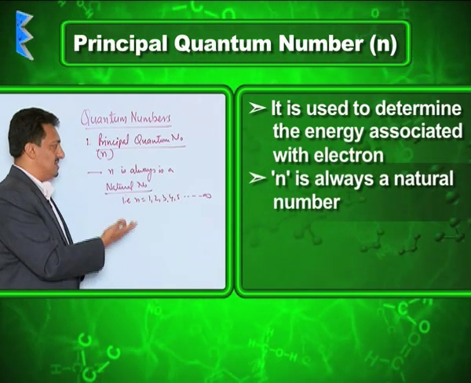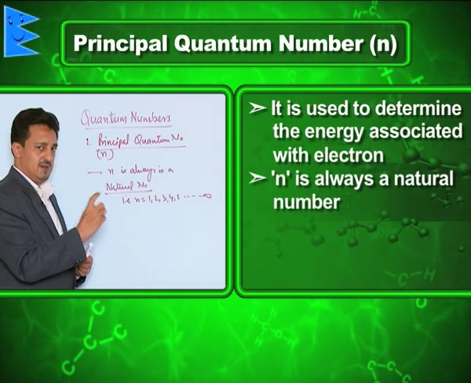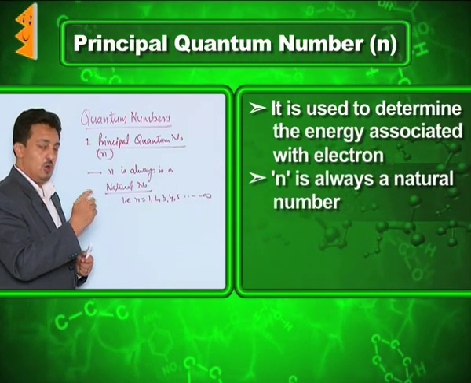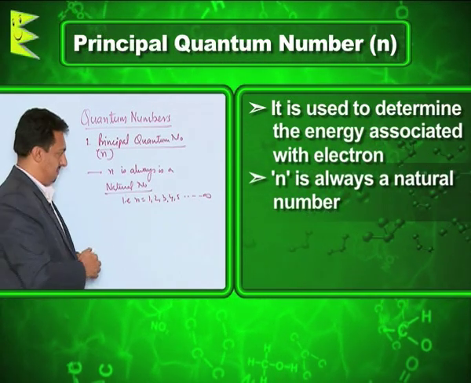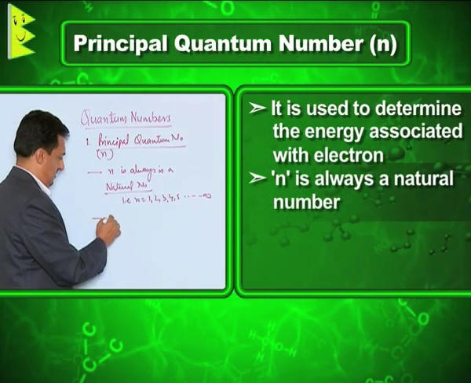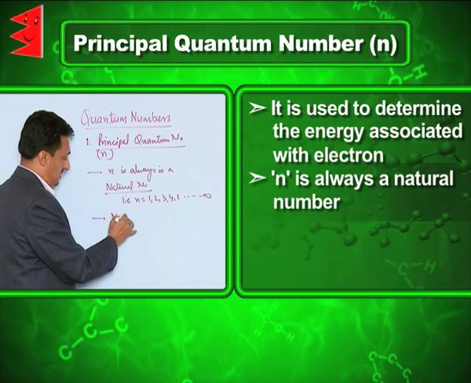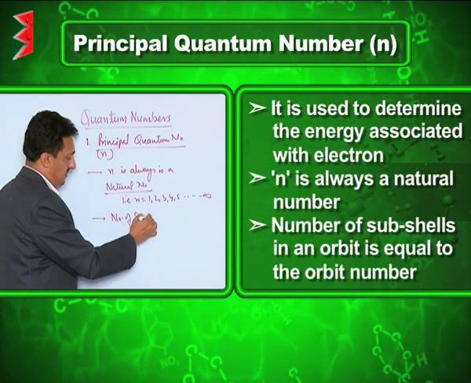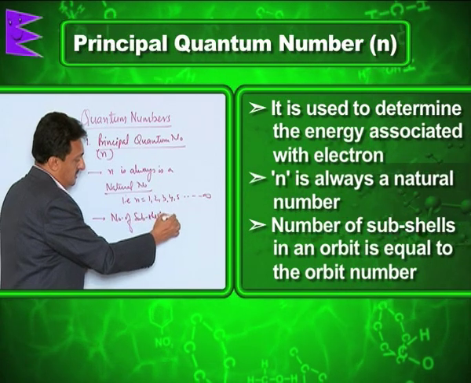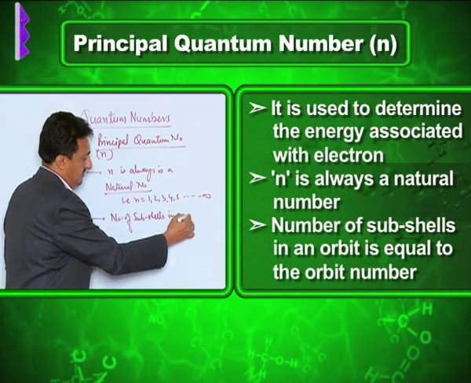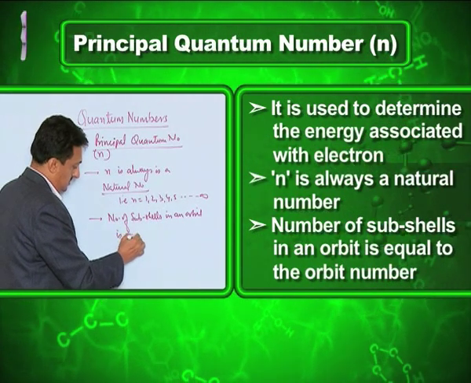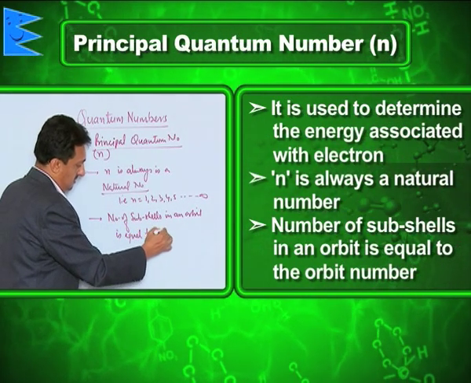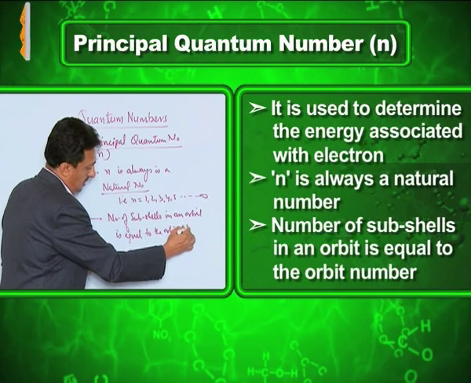Now this orbit number also gives us an idea about how many subshells we can have in any orbit. Always remember, the number of subshells in an orbit is equal to the orbit number.